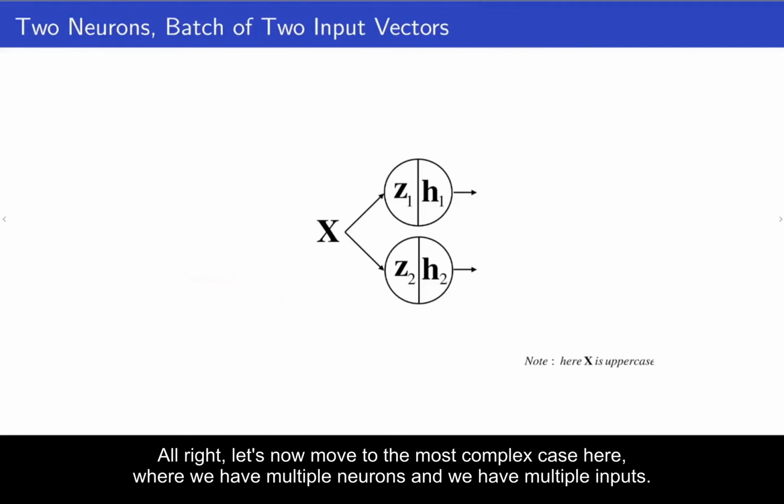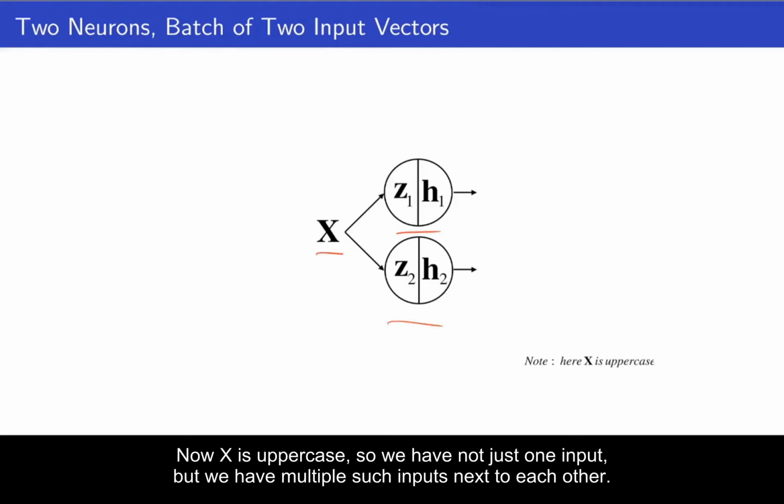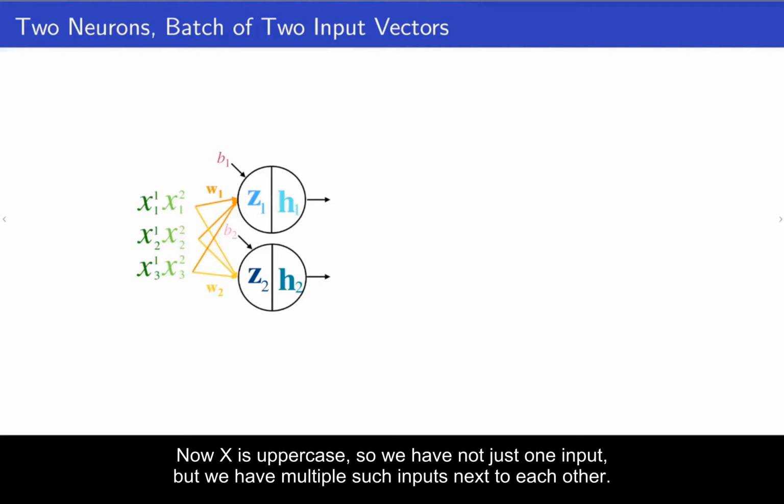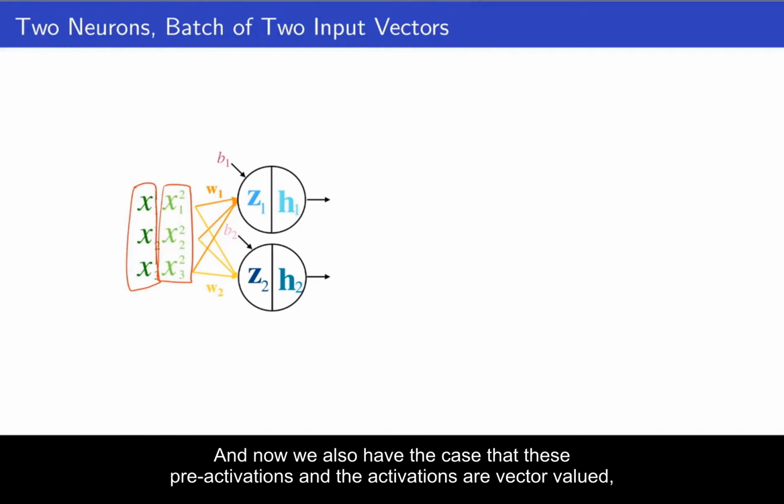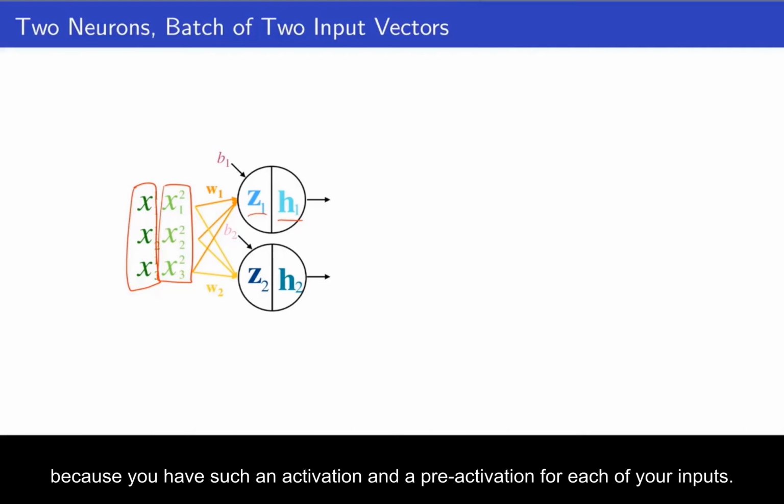All right, let's now move to the most complex case here, where we have multiple neurons and multiple inputs. Now X is uppercase, so we have not just one input, but multiple such inputs next to each other. And now we also have the case that these pre-activations and the activations are vector valued, because you have such an activation and a pre-activation for each of your inputs.